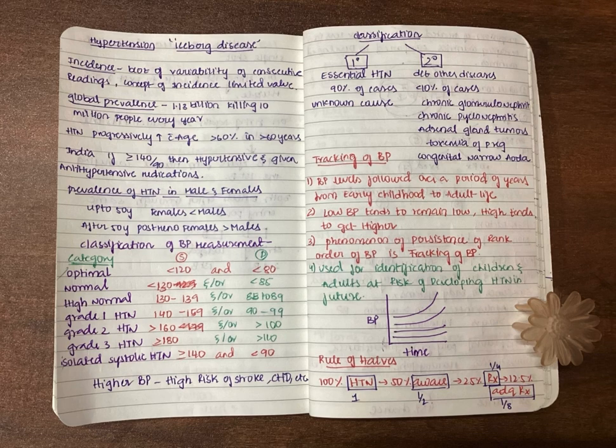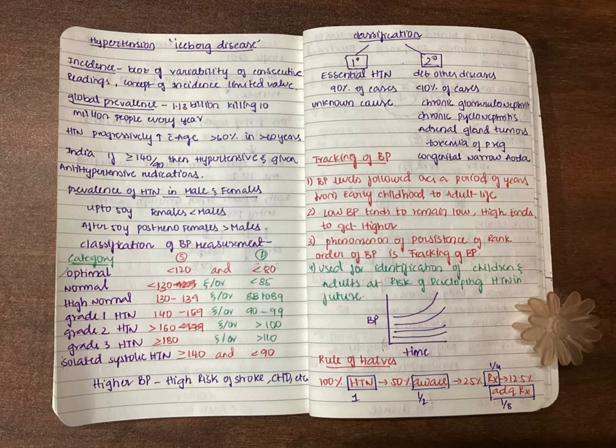Now coming to the rule of halves. So what is happening here? People are having hypertension, right? Only half of the people who have hypertension are aware. And even in that half, only half of the people are taking treatment, and even in that half, only half of the people are taking adequate treatment, right?